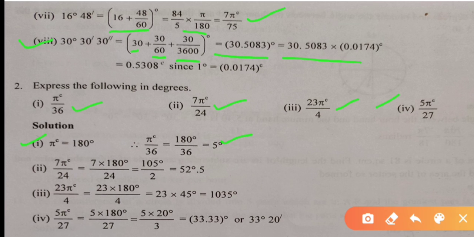7 pi by 24, 7 into 180 by 24, that is 105 by 2, nothing but 52.5, that is 52 degree 30 minute. 23 pi by 4, 23 as it is, 180 by 4 is nothing but 45, 23 into 45, which is equal to 1035 degree. And finally 5 pi by 27, which is equal to 5 into 180 by 27, which is equal to 100 by 3, which is equal to 33.33 degree, or you can say 33 degree 20 minutes. Got it?